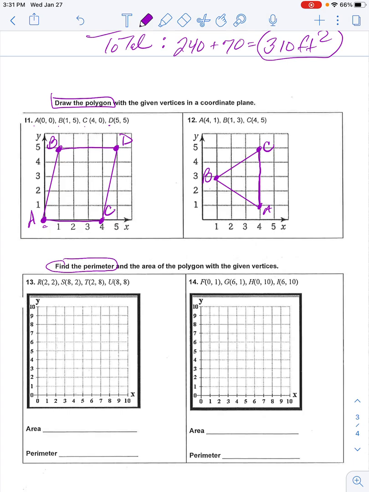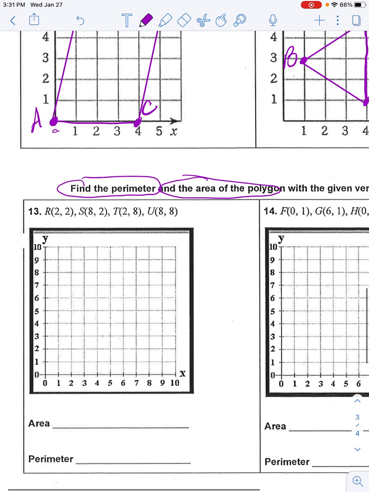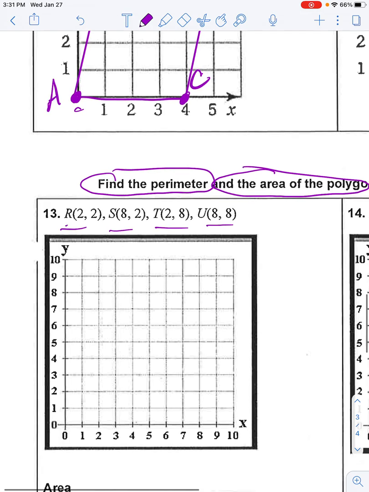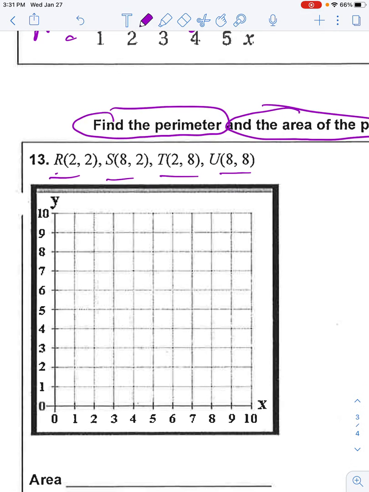13 and 14, we're going to find the perimeter and the area of the polygon with the given vertices. You're going to plot and label R, S, T, and U. Let's do that first. R is 2, 2, which means to the right 2, up 2. 8, 2, to the right 8, up 2, that's an S. 2, 8, to the right 2, up 8, T. 8, 8, to the right 8, up 8, that's a U. Draw it, which means connect your dots.